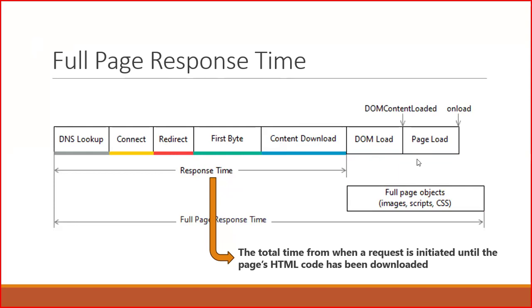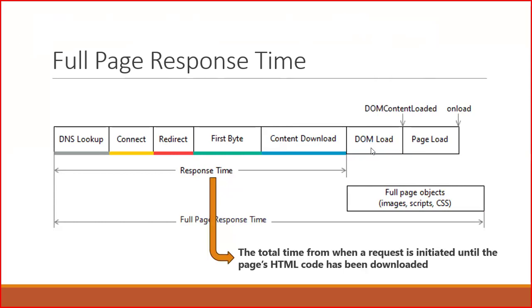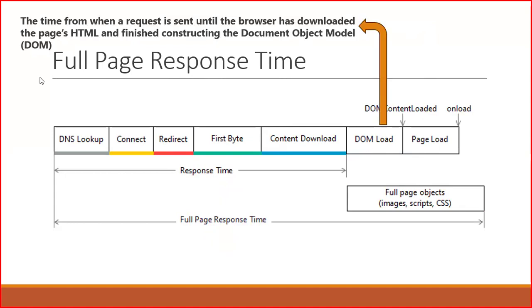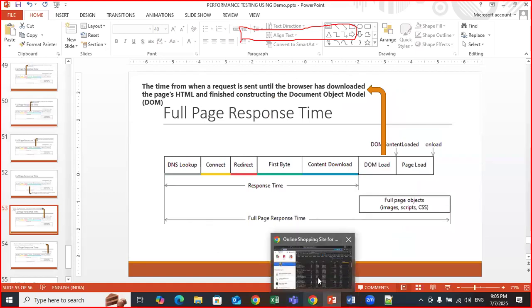So let's jump into the next part, that is DOM load. What is meant by DOM first? DOM is nothing but document object model. Once after getting the HTML response, your browser will arrange that HTML response in a proper order, in a document object model. I'll show you how exactly it is going to look. Let me quickly jump into the browser and show you that.